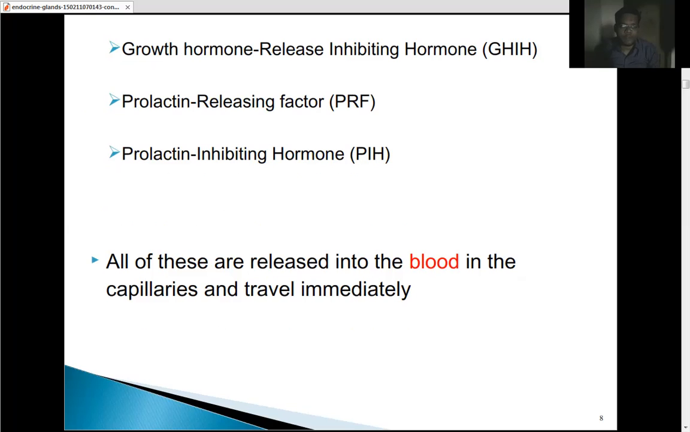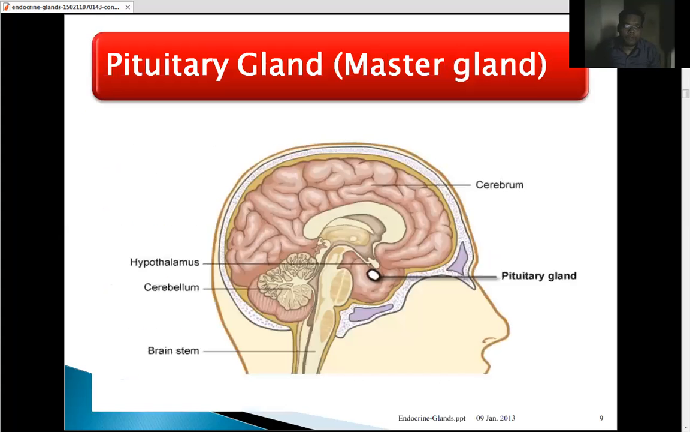All of these are released into the blood capillaries and travel immediately. As already discussed, the pituitary gland is also called the master gland, because the pituitary gland is the source of many hormones.